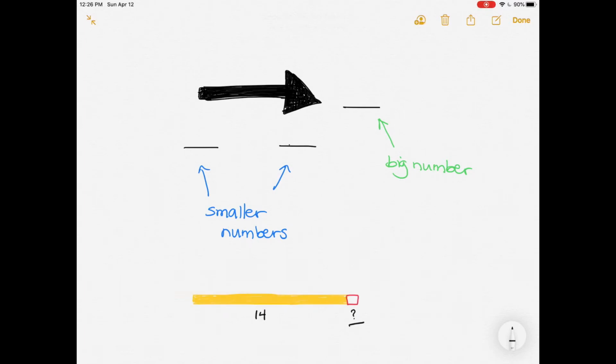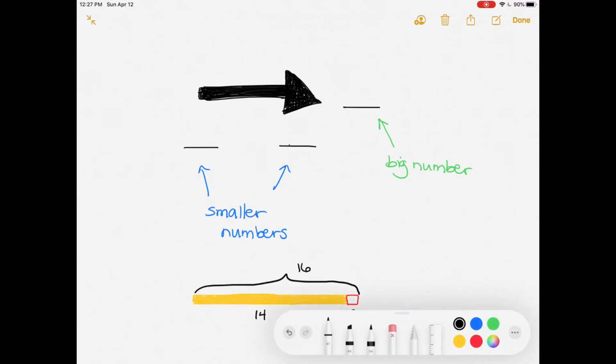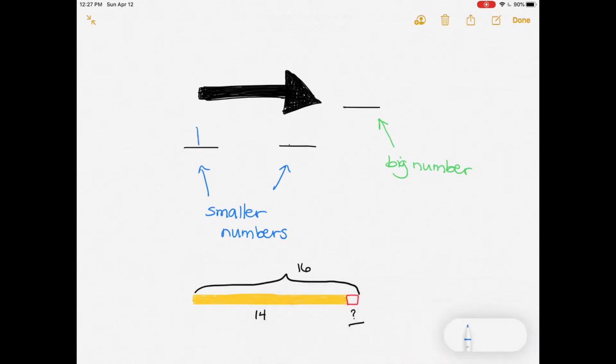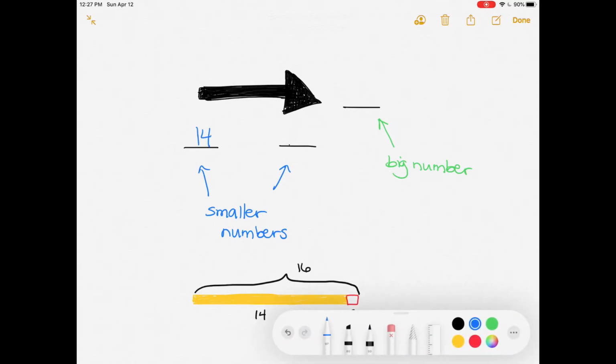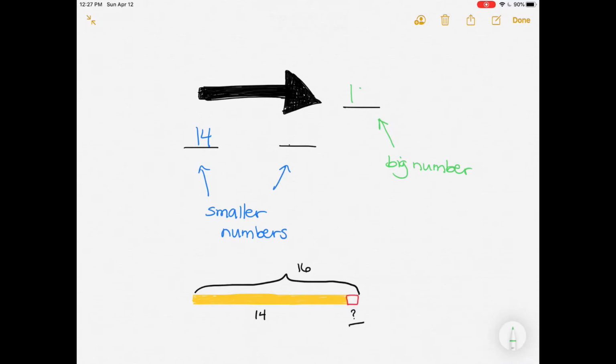Let's review a new equation. We know that the yellow bar is 14, and there's another small number that we are combining it with, the red bar, but we don't know exactly what this number represents. We know that the full length, or the sum of the two numbers, is 16. When we are creating our arrow diagram, we know that 14 is a small number and that 16 is the big number. We need to know the other small number.